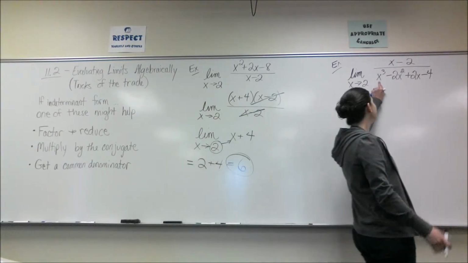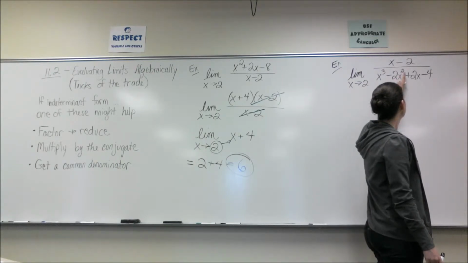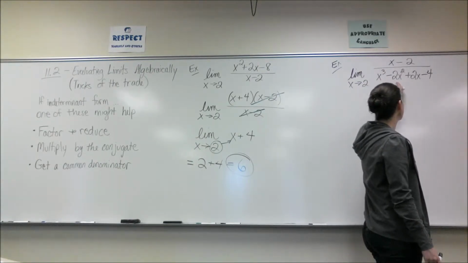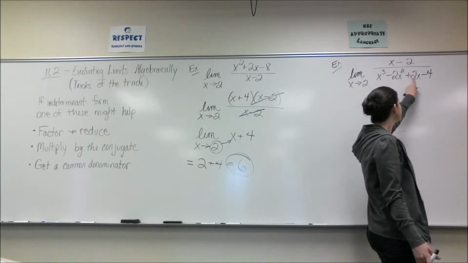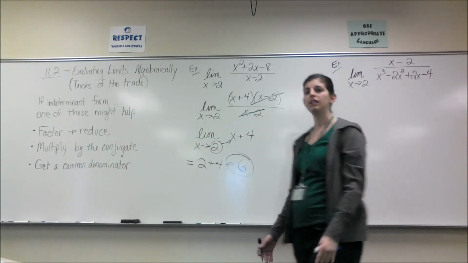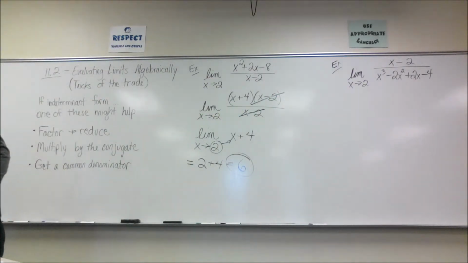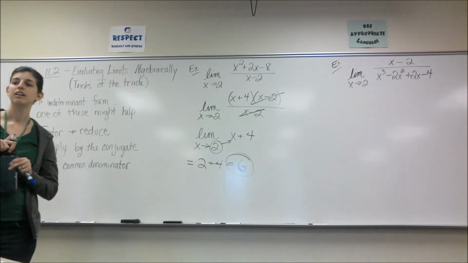So if I plug 2 in here, I get 8 minus 2 times 2 squared. 2 squared is 4 times 2 gives me 8. So 8 minus 8 is 0. Plus 4 minus 4 is still 0. So that's no fun. I still get indeterminate form. You can have 0 in the top, to answer your question.